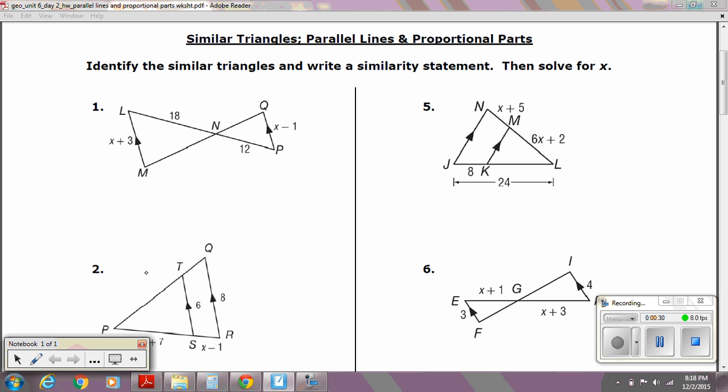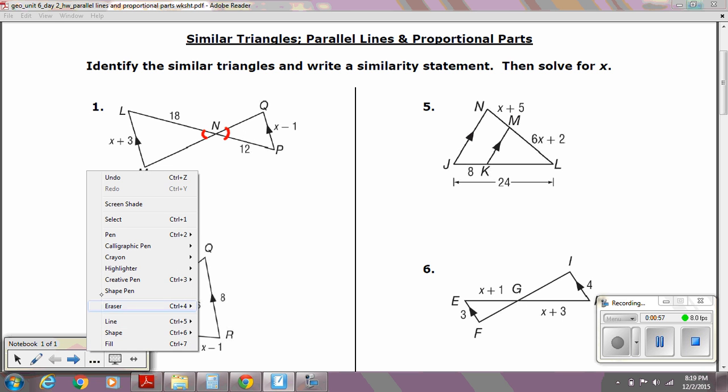x. So in problem 1, the first thing I'm going to do is identify all my congruent angles. The first angle I know that's going to be congruent is angle N on both triangles because it's a vertical pair. Then these arrows on LM and QP indicate that those two lines are parallel. So since they're parallel, I have a couple pairs of alternate interior angles.